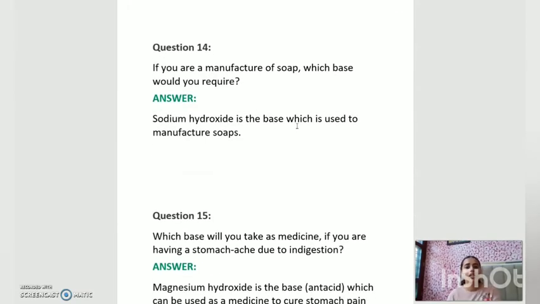Question number 14. If you are a manufacturer of soap, right? If you are a manufacturer of soap, which base would you require? So sodium hydroxide is the base, student, which is used to manufacture soaps. Which base? Sodium hydroxide. Very good.